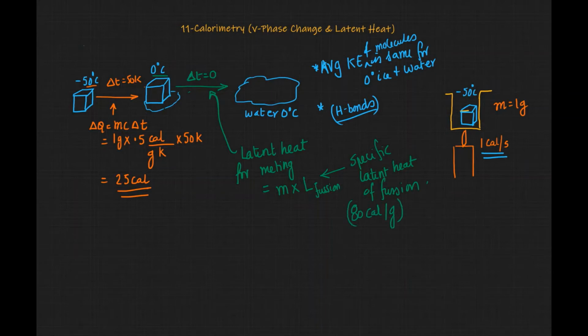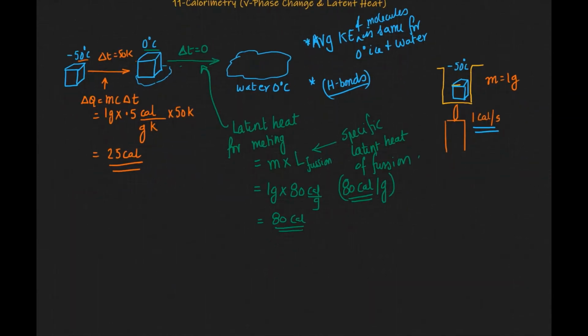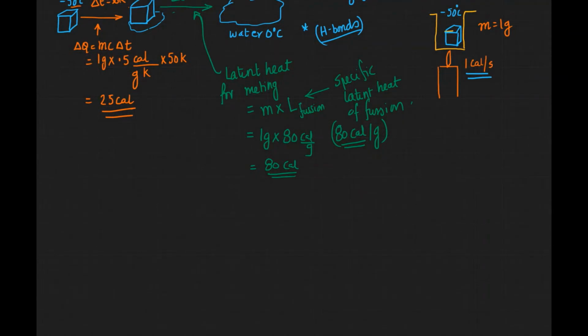What this means is for every gram of ice you need to give 80 calories to convert it into water. So in this particular case, we have 1 gram into 80 calorie per gram, and that is 80 calories. That's the amount of energy you need to give for converting it from 0 degree ice to 0 degrees water. And latent heat of melting is the amount of total energy required to convert. So if you have 5 grams, the latent heat of melting would be 5 into 80, that is 400 calories for 5 grams.